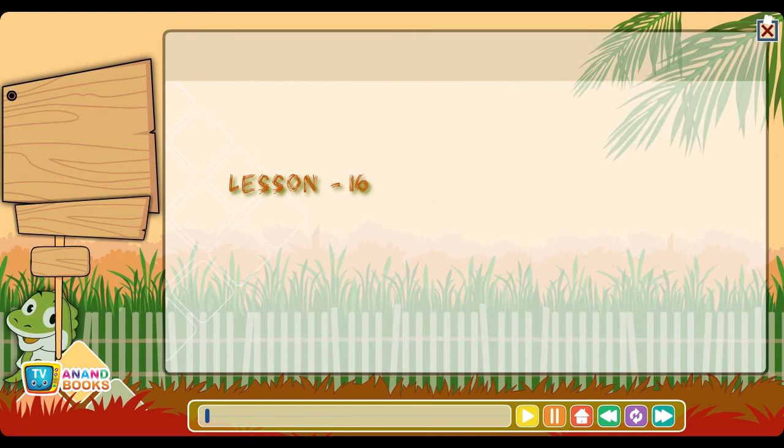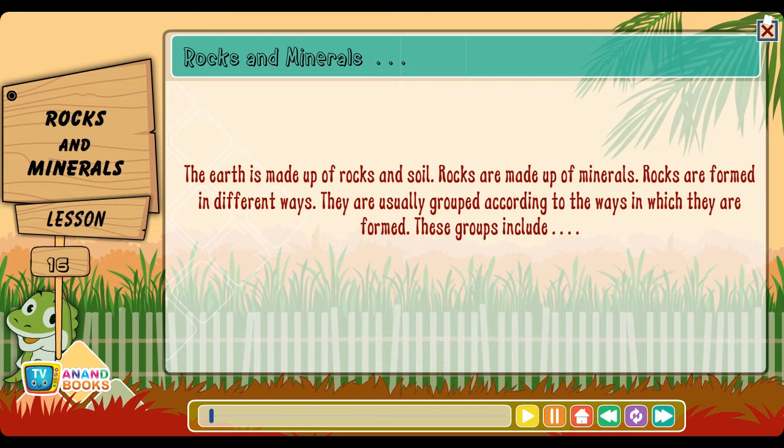Lesson 16. Rocks and minerals. The earth is made up of rocks and soil. Rocks are made up of minerals. Rocks are formed in different ways. They are usually grouped according to the ways in which they are formed. These groups include igneous, sedimentary, and metamorphic rocks.